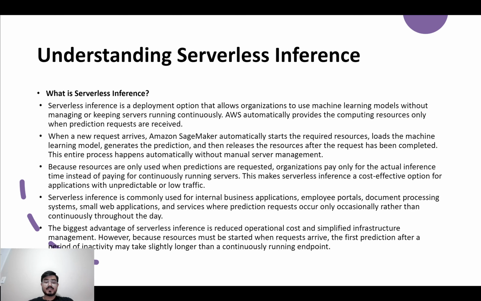Imagine you visit a library only once every few weeks. Instead of renting a study room every single day, you simply use one whenever you need it. That is very similar to how serverless inference works. When no prediction requests are being made, Amazon does not keep resources running continuously. As soon as a prediction request arrives, AWS automatically starts the required resources, loads the machine learning model, generates the predictions, and then releases these resources after the work is finished.